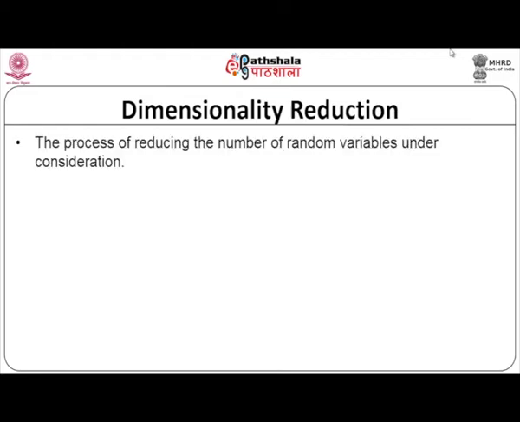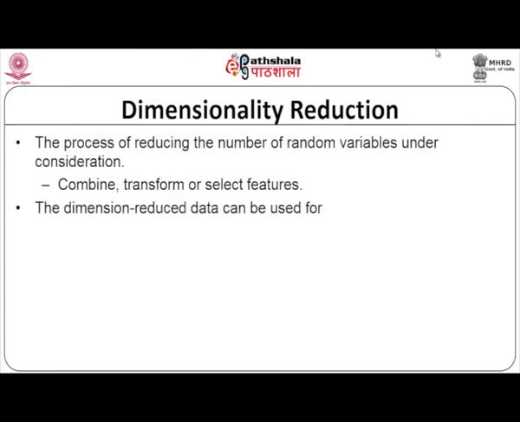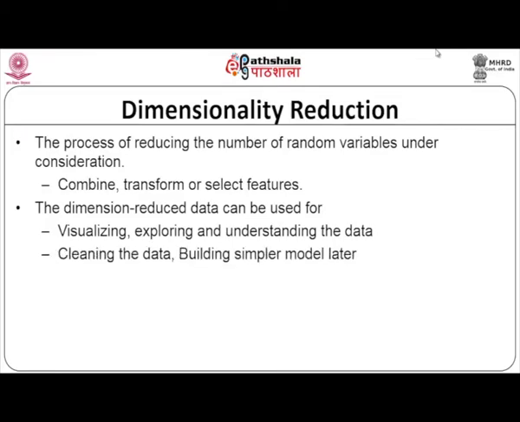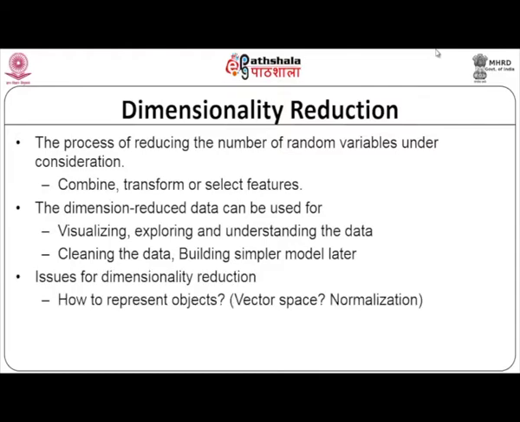So, now what is dimensionality reduction? It is the process of reducing the number of random variables that you are going to consider. Okay. So, there are two methods in which this is done. One is combine and transform, or select features. We will go into a little more detail about this. The dimension reduced data can be used for visualizing, exploring and understanding the data, cleaning the data, building simpler models later. Issues for dimensionality reduction are how to represent objects in vector space and how to normalize. These are issues.